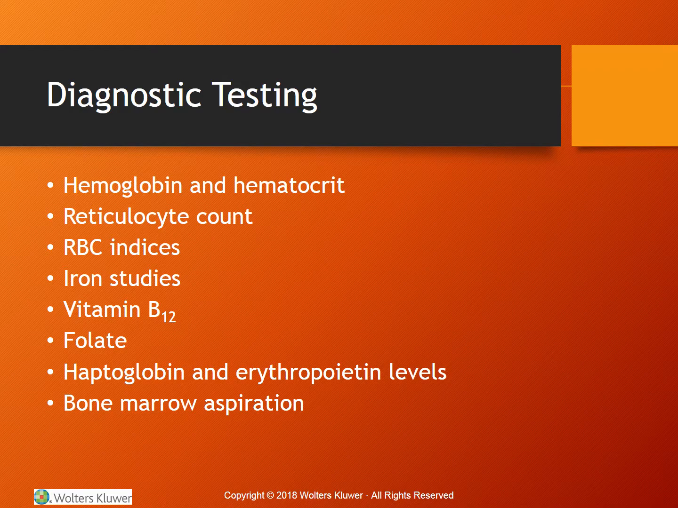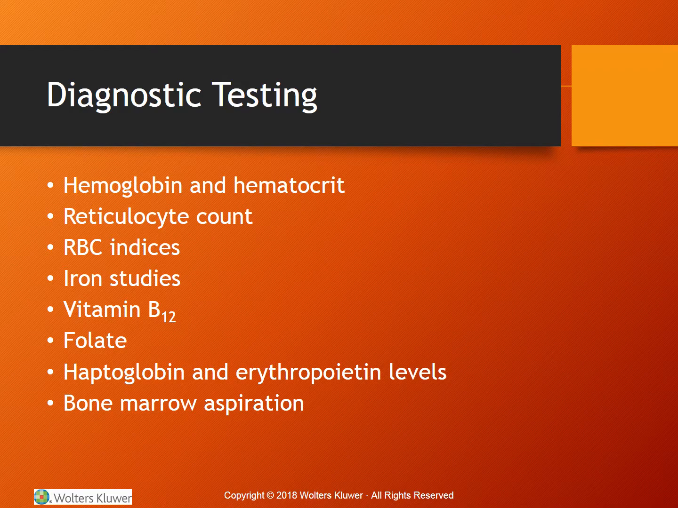The RBC indices are things like mean corpuscular volume. When you look at a CBC, you'll see that the MCV can be elevated, or decreased, or normal, and that'll tell us how well the body is producing normal red blood cells that are able to circulate the hemoglobin. Iron studies tell us if there's an iron deficiency problem. Vitamin B12, kind of a no-brainer, tells us if they're decreased on B12, and same way with folate.